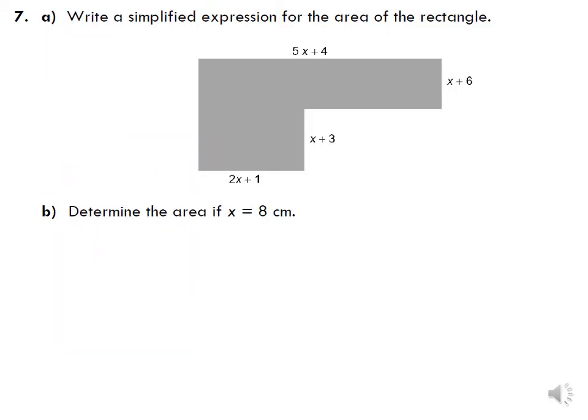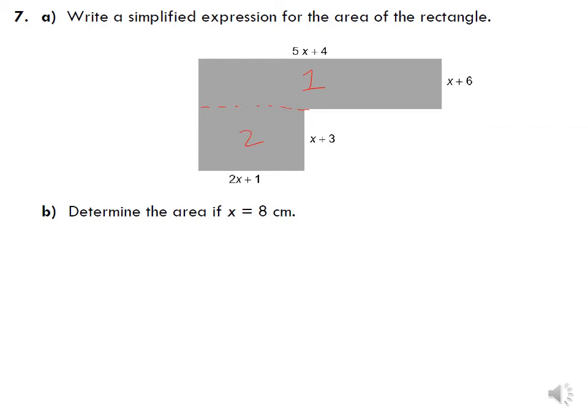Number 7, write a simplified expression for the area of this composite shape. It's just made of 2 rectangles. So we did a question like this in our first quadratics unit, except I asked you for the perimeter. This time I'm asking you for the area. So you're going to have to split this into 2 different shapes. There's no right or wrong answer here. One way, though, requires less work than the other. So I'm going to split it this way. And I'm going to call this area number 1, and I'll call this area number 2.